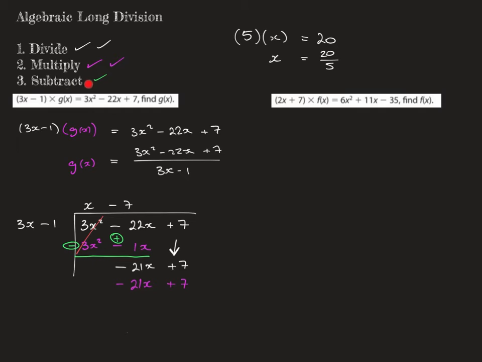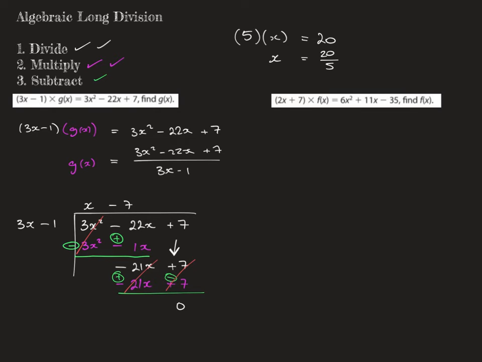Our last step there is to subtract. So we're just going to draw a line and change our signs. So this is going to change from a negative to a positive. And this one's going to change from a positive to a negative. And you can see here that these will cancel and these will cancel. So if they're both going to cancel, then we'll be left with nothing.